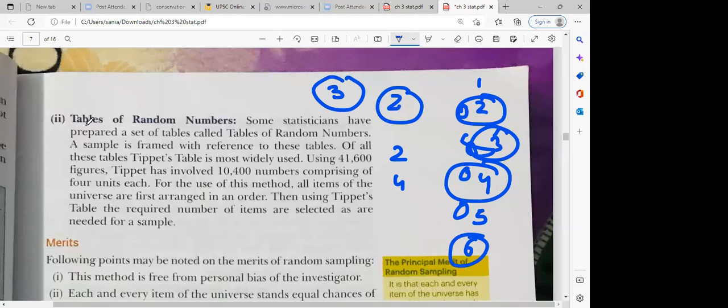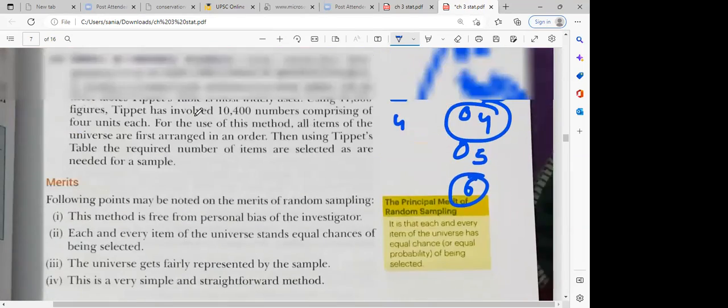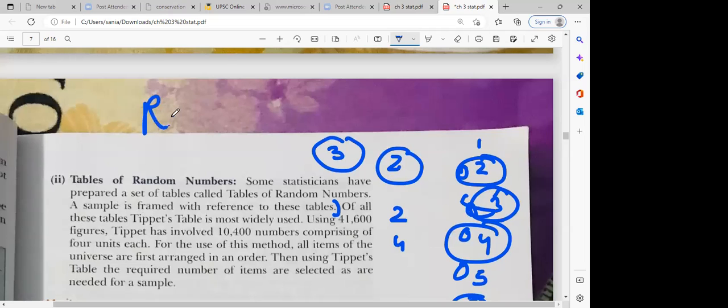Okay. So table of random numbers: some statisticians have prepared a set of tables called table of random numbers. A sample is framed with reference to this table. Okay. So what they do is, they have just made a table and accordingly they make the sample. So that is known as tables of random numbers. Clear?